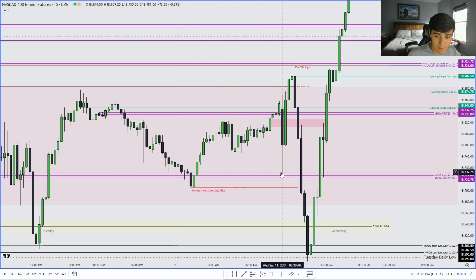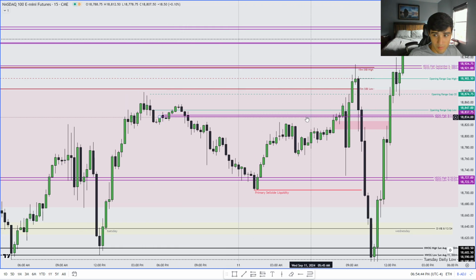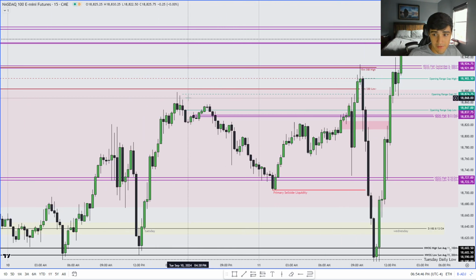Now it forms these relative equal lows, and this becomes primary sell-side liquidity, and it trades higher and runs buy-side liquidity, right? Going into the 9:30 open. 9:30 open, we immediately drop down, start displacing lower, because we're reaching into this pool of buy-side liquidity, which is also above the previous day high.